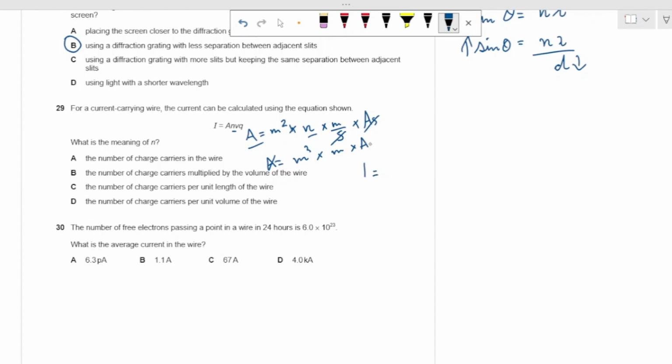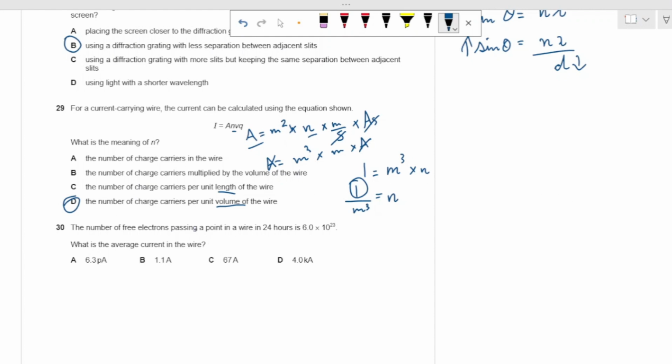Left with over here 1. We're just trying to make the equation homogeneous. So m cube into n would basically be 1 over m cube. And from here we can see that it is the number of charge carriers. That is one thing we know for sure. Number of charge carriers over what? Per unit volume, because meter cubed, not per unit length because it's not meter, and not multiplied because it is a fraction over here. Option D is correct.